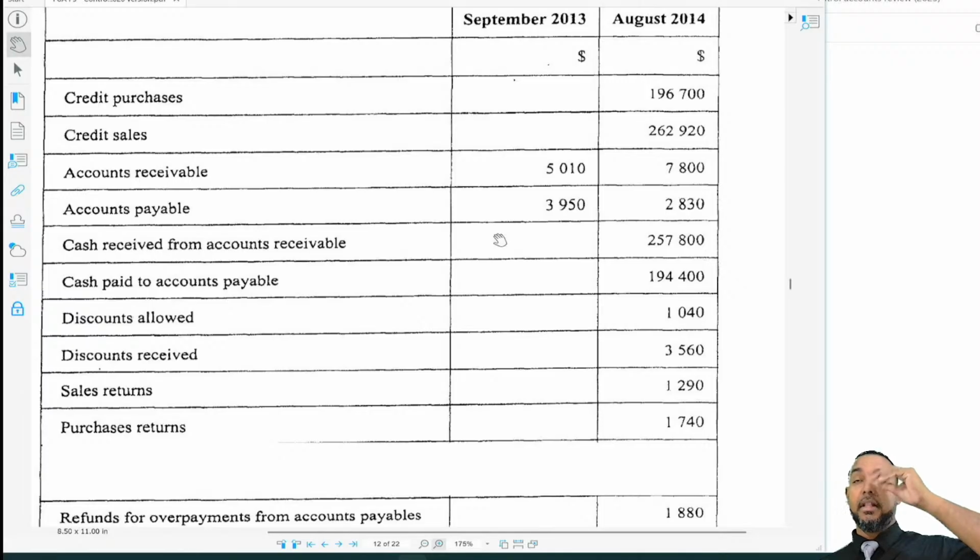Yeah. Remember, it's a liability, and liabilities have credit balances at start.